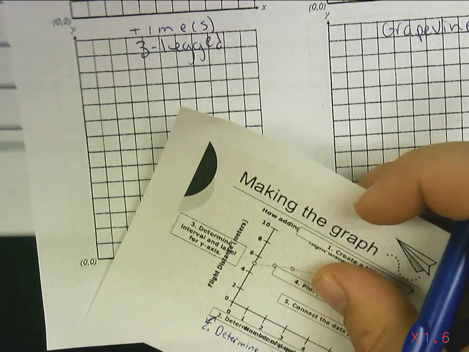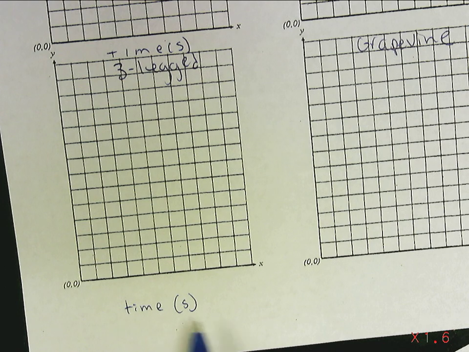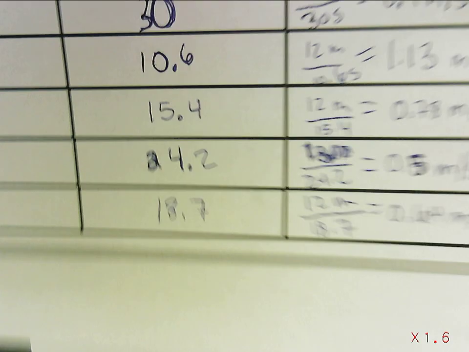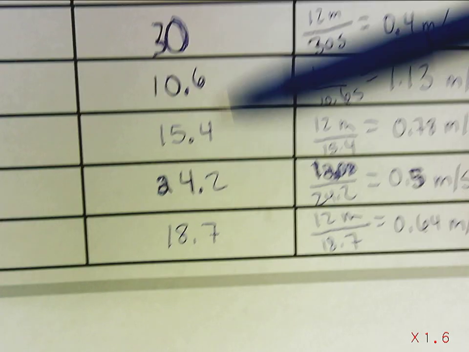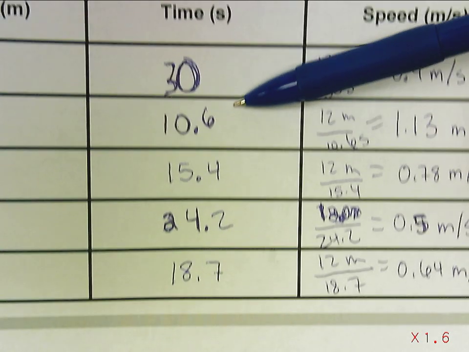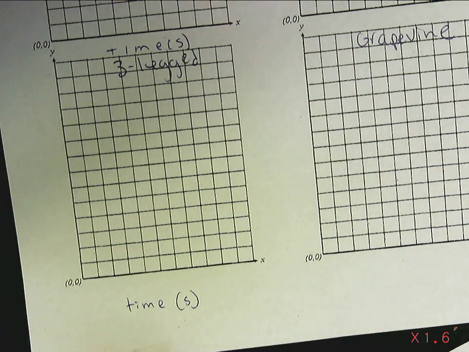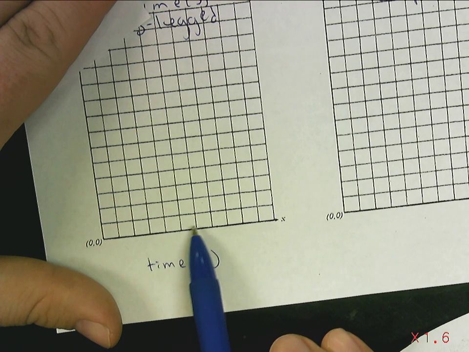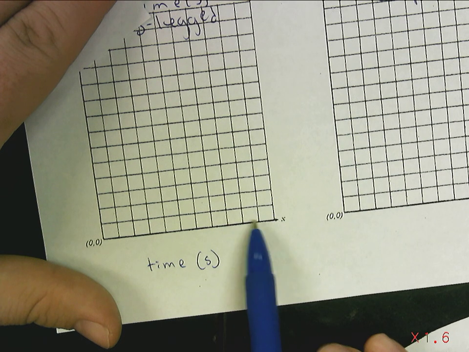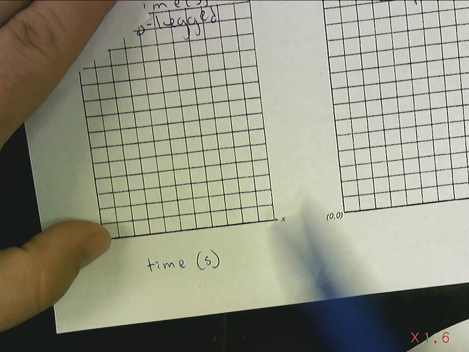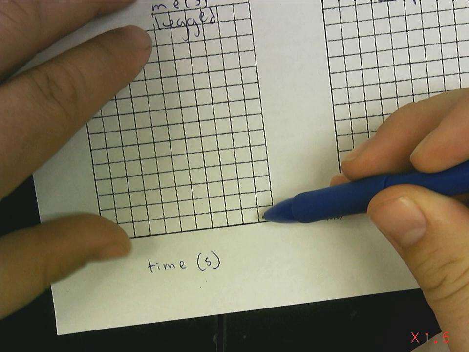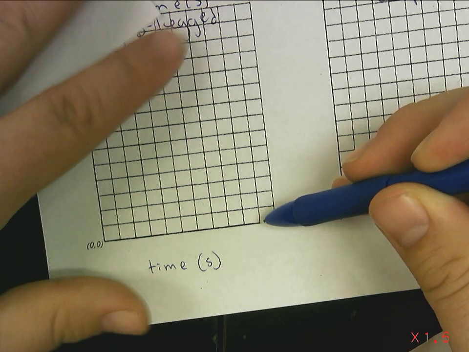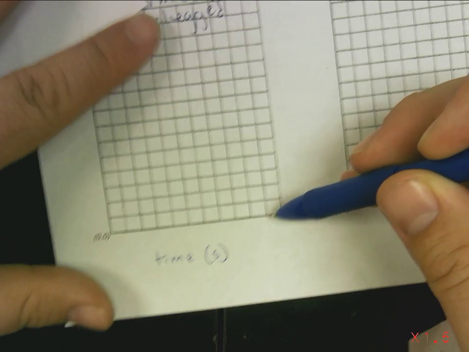Okay, so one thing that's really important is that we keep the interval the same on all of these graphs. So what I would do is go back and see what was our longest time. So our longest time was 30 seconds. So we have 30 seconds, and we have 1, 2, 3, 4, 5, 6, 7, 8, 9, 10. Okay, so we have 10 lines that we're going to use. So I would take 30 divided by 10 gives us a scale of 3.